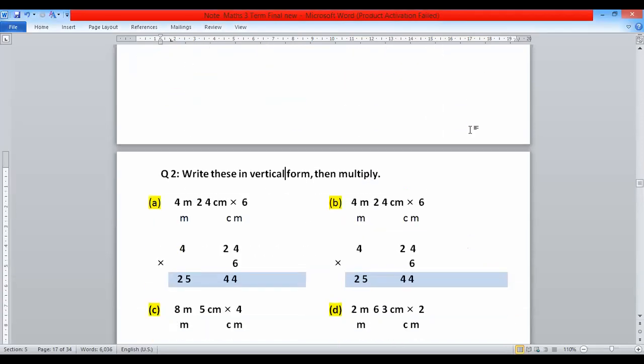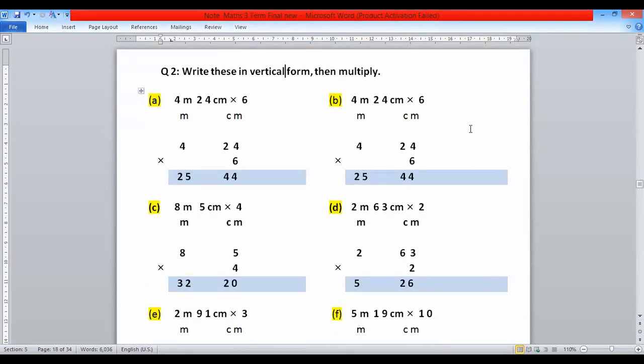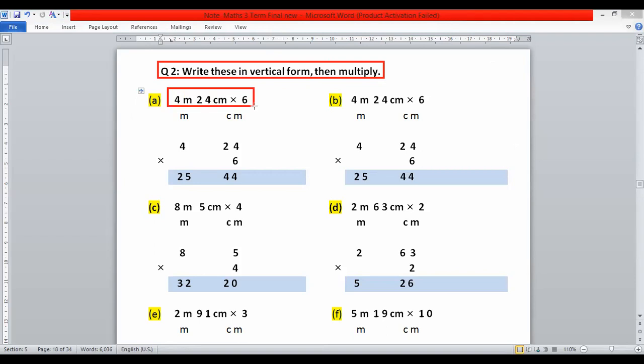Look at part question 2. In question 2, the statement is write these in vertical form. These questions are written in horizontal form. So you just write these multiplication sums in vertical form and then solve. The first one is question 2, write these in vertical form, then multiply. The first question is 4 meter 24 centimeter multiplied by 6.